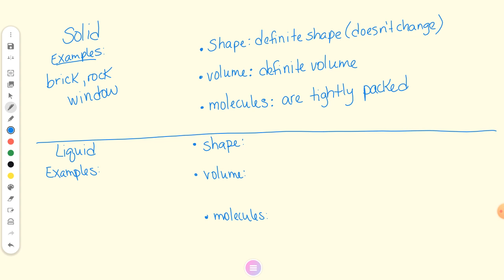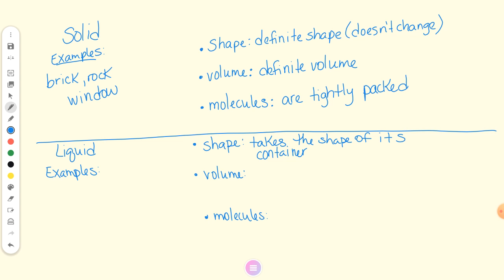What do we know about the shape of liquids? Reese? The shape is whatever the liquid is in. Yeah, so it takes the shape of its container. So if it's in a tall, skinny container, it's going to look like a tall, skinny liquid. If it's in a short, stubby container, it's going to look like a short, stubby liquid. It takes the shape of its container.